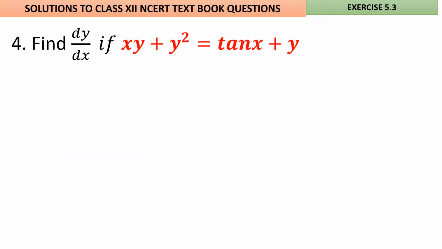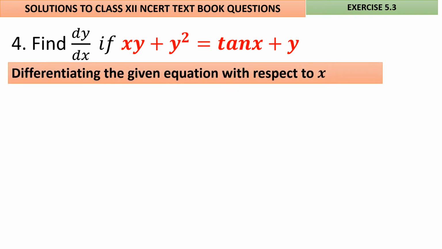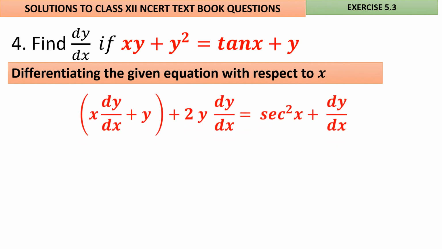Again, let us go to question number 4. Find dy by dx for xy plus y square is equal to tan x plus y. Let us start differentiating from left to right. Differentiation of xy using product rule. Keep x, differentiate y, keep y, differentiate x. Differentiation of y square is 2y into dy by dx. Differentiation of tan x on the right hand side is secant square x. Differentiation of y on the right hand side is dy by dx.